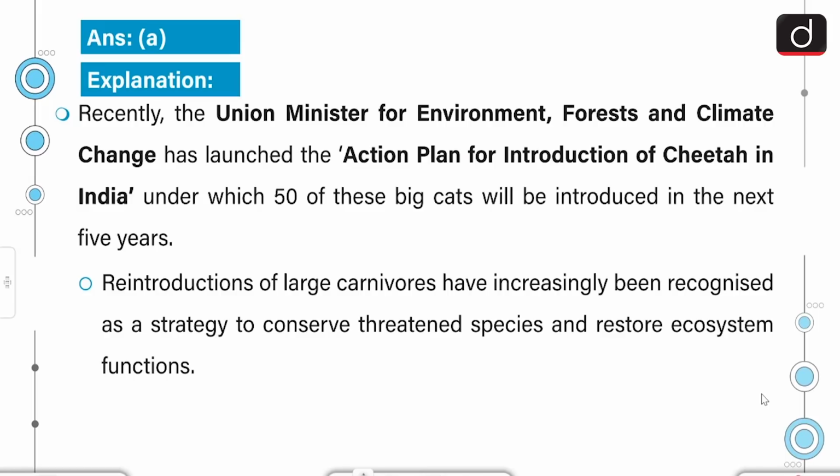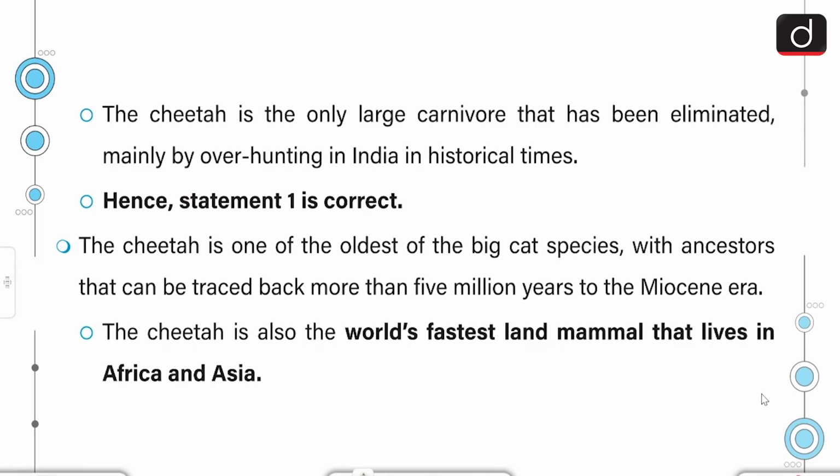Under which 50 of these big cats will be introduced in the next 5 years, and reintroduction of large carnivores have increasingly been recognized as a strategy to conserve threatened species and restore the ecosystem balance. The cheetah is the only large carnivore that has been eliminated mainly by overhunting in India in historical times, and the cheetah is one of the oldest and one of the biggest cat species with ancestors that can be traced back more than 5 million years to the Miocene era.